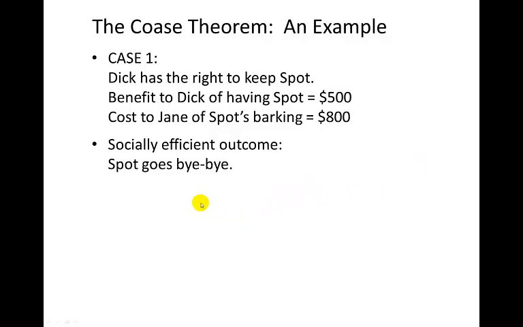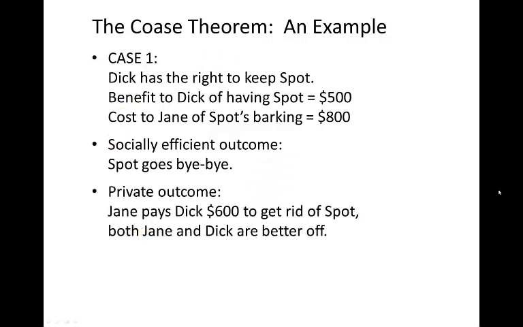Let's say that Dick has the right to keep the dog. Well, what's going to happen? Jane would pay Dick somewhere between $501 and $799 to get rid of Spot. And Dick would say, okay, I only value keeping Spot at $500, so if you're going to pay me more than that, then I'll get rid of the dog. So they're going to bargain, Spot's going to go bye-bye, and the private outcome these two people would reach is the same as the efficient outcome.